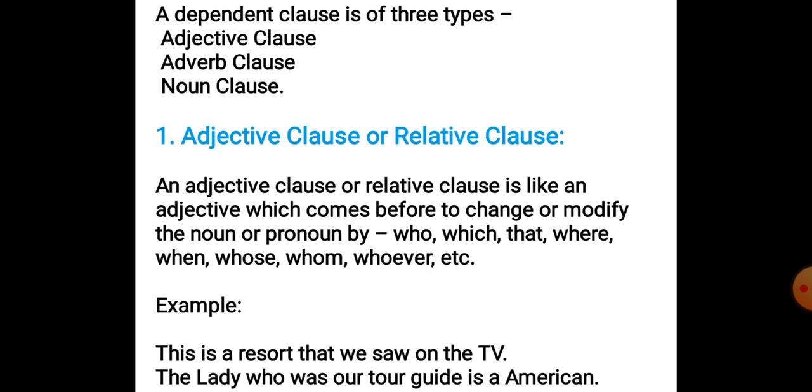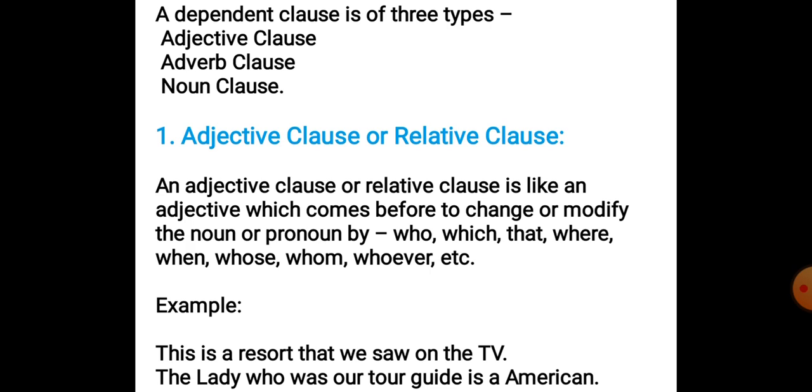So an adjective clause or relative clause is like an adjective which comes before the noun or pronoun, in order to change or modify its meaning. And the words which are used to indicate an adjective clause are, for example, who, which, that, where, when, whom, whosoever, why. Okay, these are a few of them.